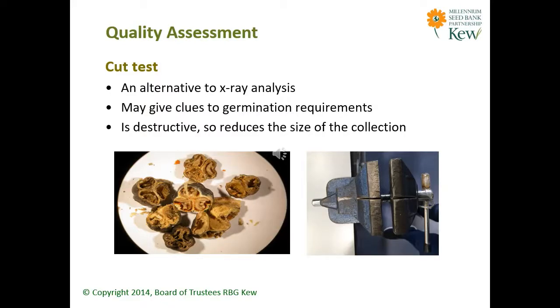An alternative to X-ray analysis is cut testing. Now, cut testing is a very good way of assessing the quality of seeds, but it does take some time as you have to cut each individual seed and examine its contents. Cut testing allows you to identify empty, poorly developed and infested seeds. It can also give you important clues to germination requirements, i.e. it can give you an idea of how big the embryo is, where the radicle is and where it will emerge from the seed. The downside of cut testing is that it's destructive.